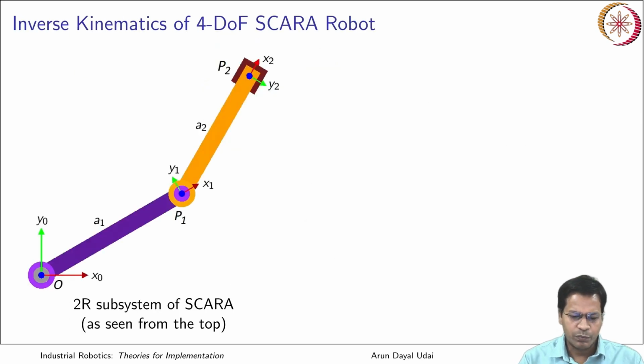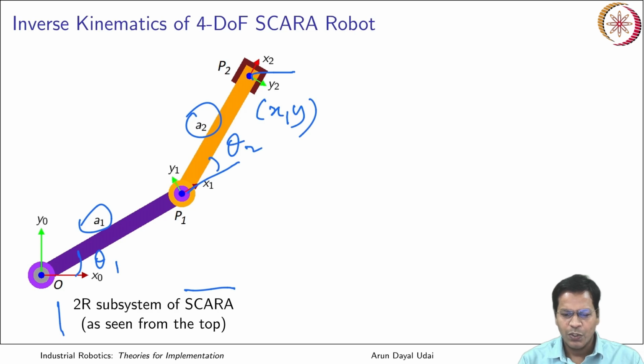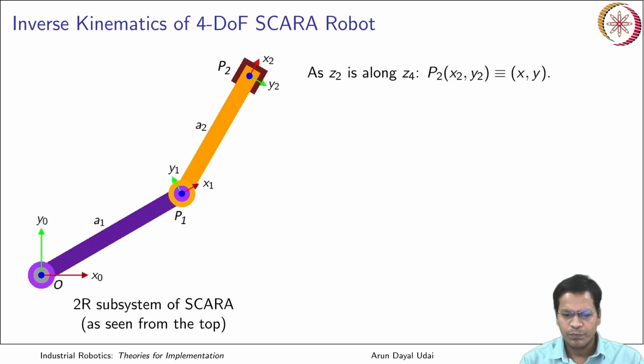So I'll look at it from the top. It is a 2R subsystem which is out of SCARA as seen from the top. So you see, it looks like this. Whatever is my xy, that can directly be written as the position for P2. This is your A1, this is your A2, this is your theta 1. Again, you have a relative angle theta 2. Okay, xy is given. You can quickly find out theta 1 and theta 2.